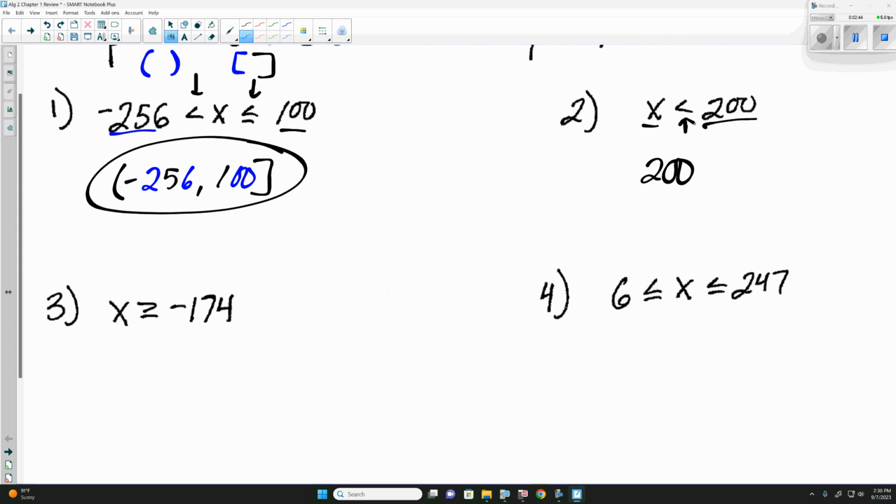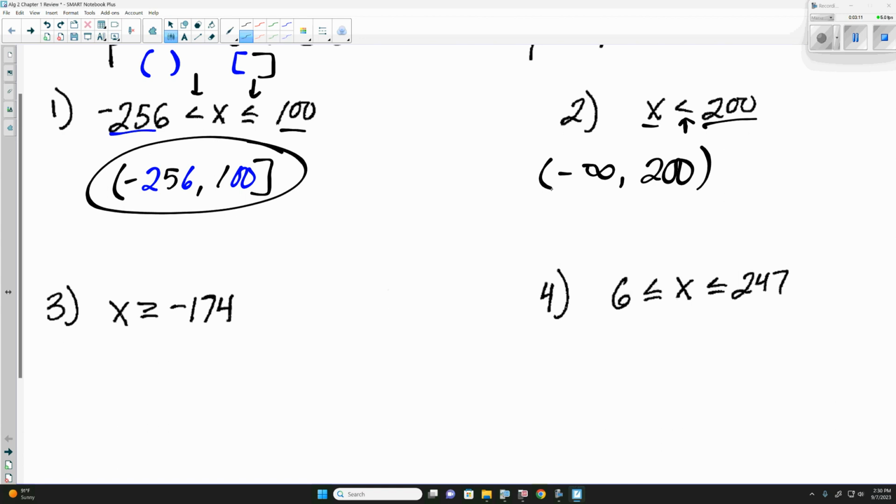Negative infinity. Now, because it's not equal to with the 200, it would be a parenthesis. And what would be negative infinity? Parenthesis, because we cannot reach infinity or negative infinity. It's not included, it would be a parenthesis. Infinity and negative infinity will always be parentheses. Any other questions on 1 through 4?